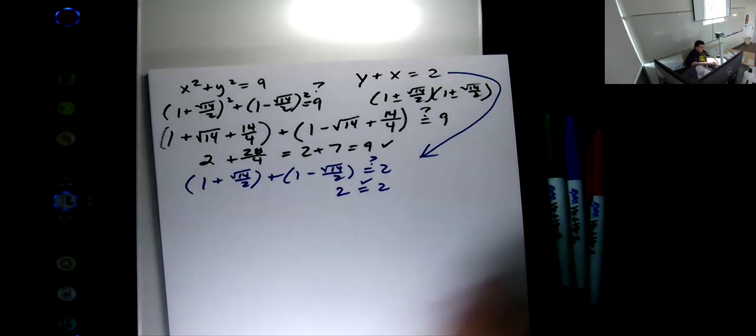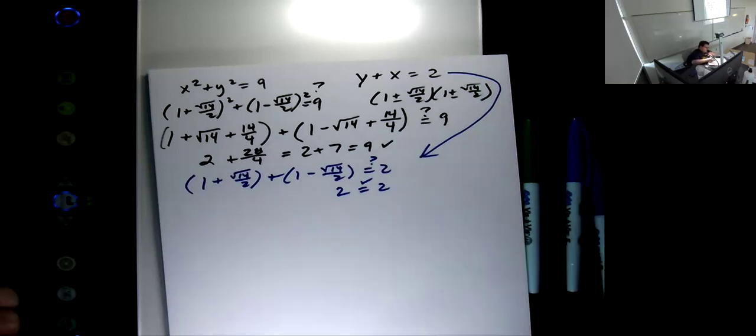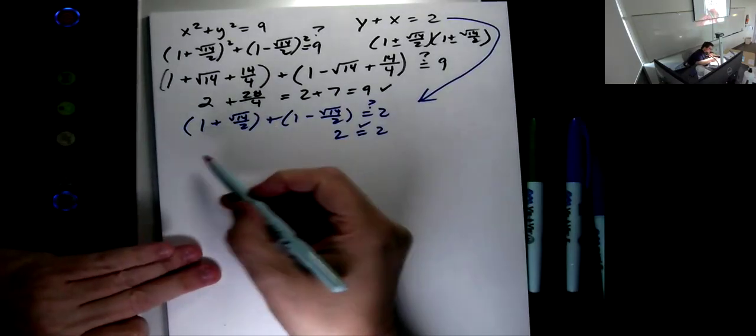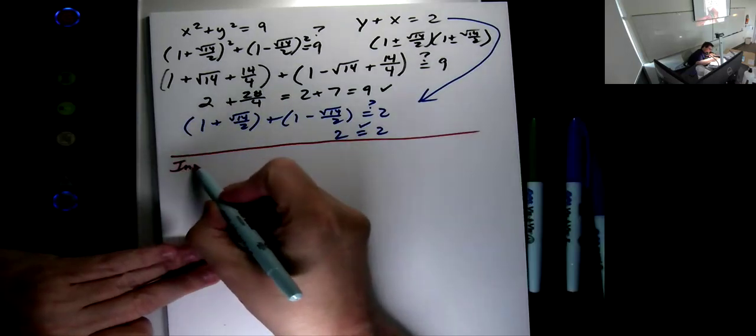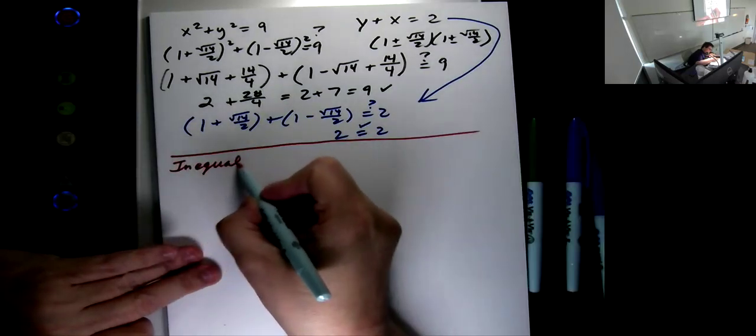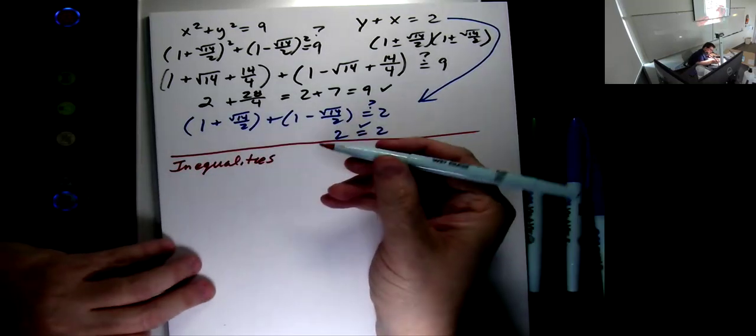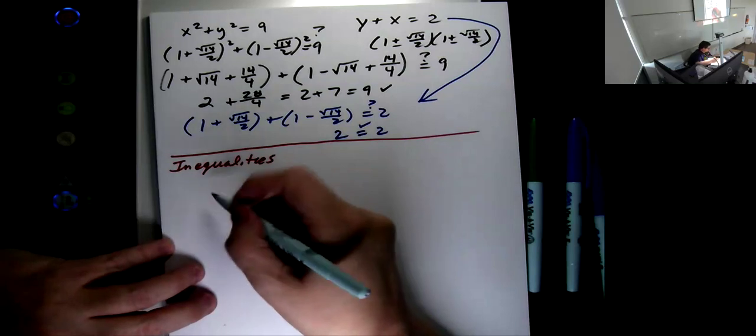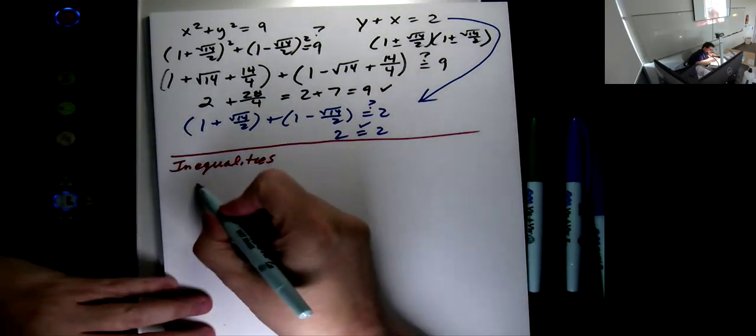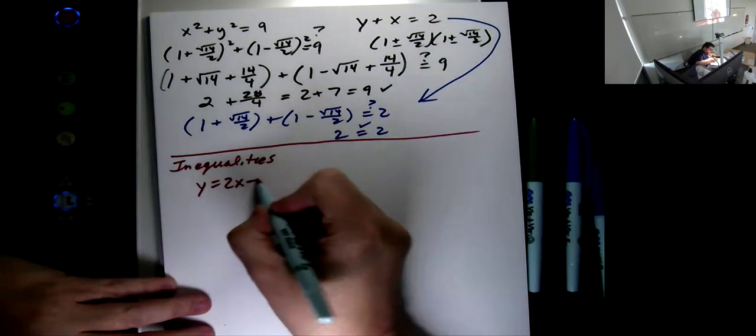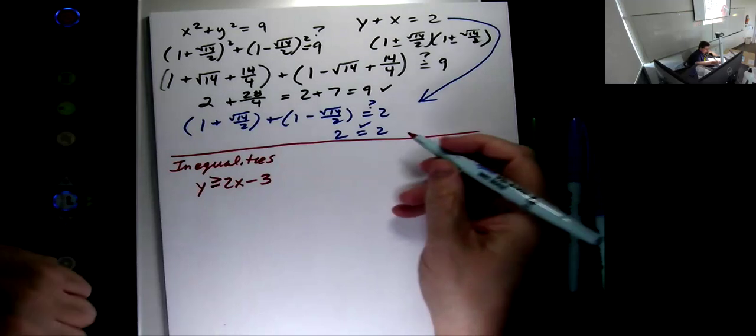Okay, so that's kind of like what we're going to be doing in 13.4. Let's take a peek at what we're going to be doing in 13.5. So inequalities are in 13.5. Let's say I have y equals 2x minus 3. Or y is greater than or equal to 2x minus 3.